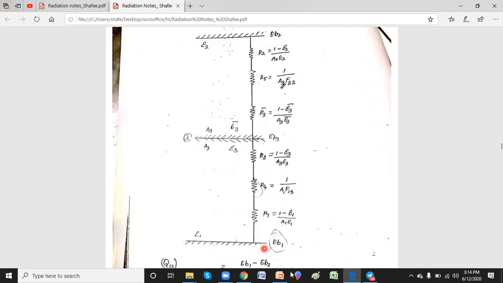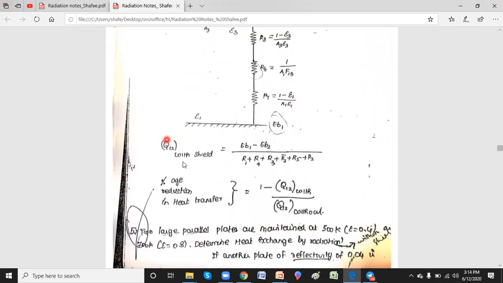And what is the formula for heat transfer now? You just see. Q12 with the shield kept, one shield kept here, is given by EB1 minus EB2 divided by the combination of all the resistances. Finally they'll be asking, what is the percentage reduction in heat transfer? It is nothing but 1 minus heat transfer with shield by without shield. Obviously without shield you'll get a big value compared to with shield, because it's going to reduce. Now I can find out how much the percentage will be reduced by just keeping one shield. Okay, so I hope you understood the procedure.